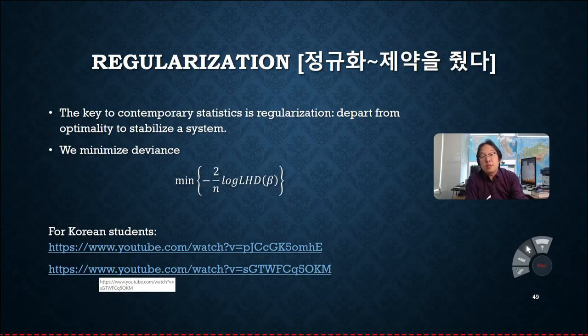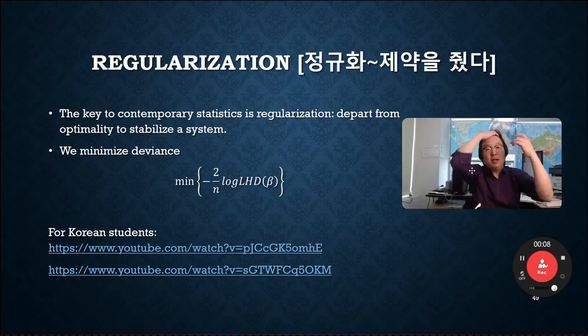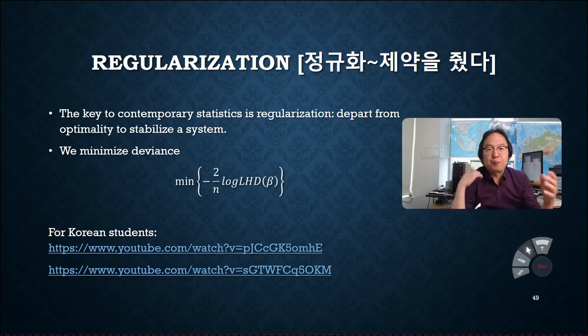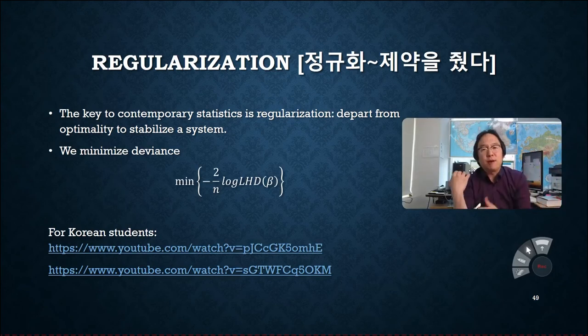There comes regularization, in the big picture of model selection, which is called 정규화 or 제약을 줬다 in Korean terminology, right? What do you mean? Well, the key to contemporary statistics is regularization. We are departing from optimality to stabilize a system. What do you mean departing from optimality?